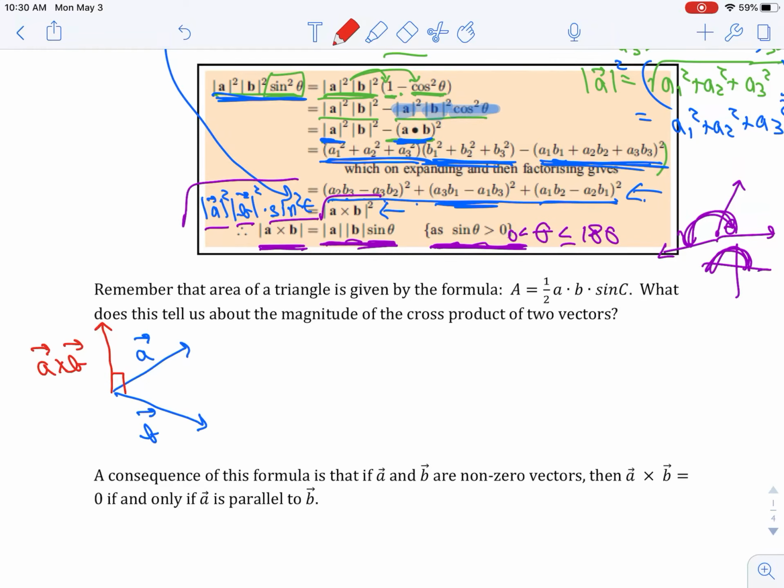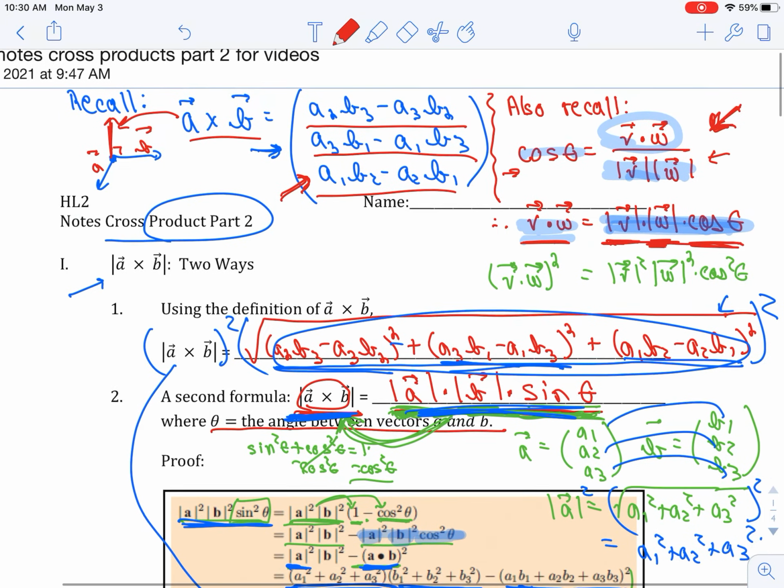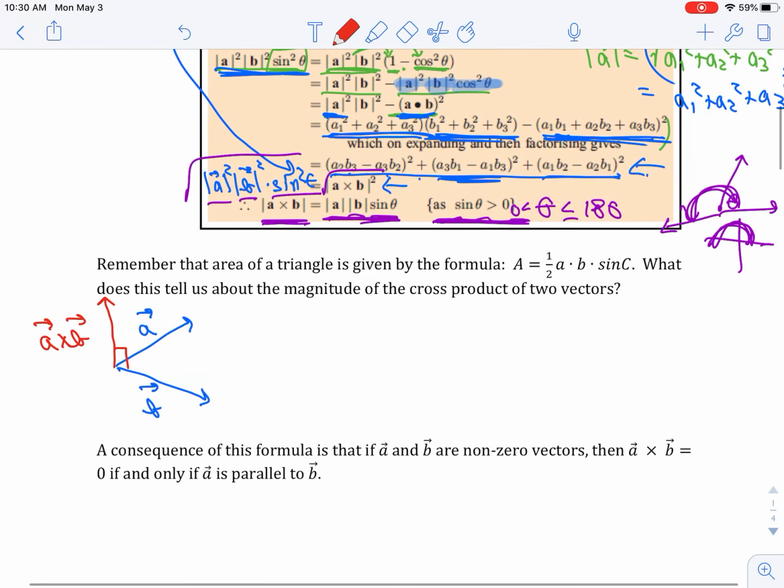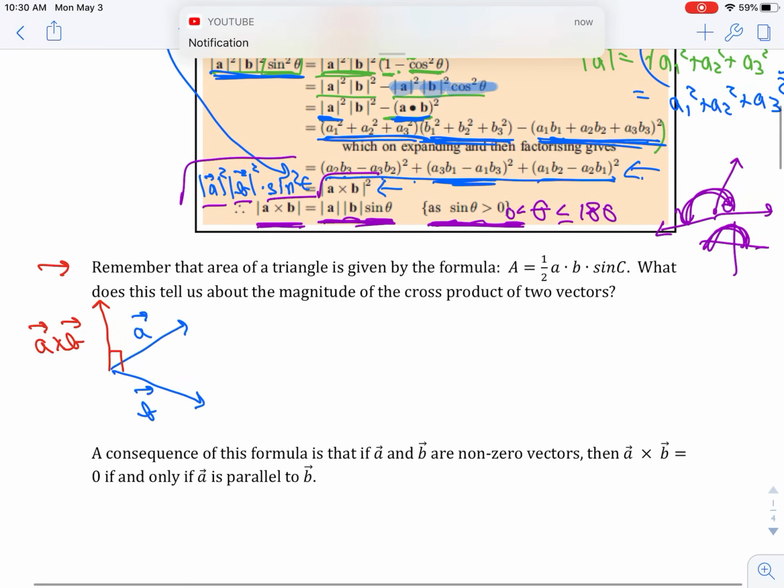This is video 2 of looking at H-10, which is our notes over vector products or cross products, part 2. So we're just going to talk about this little piece right here in this video. So let's go back to the idea.